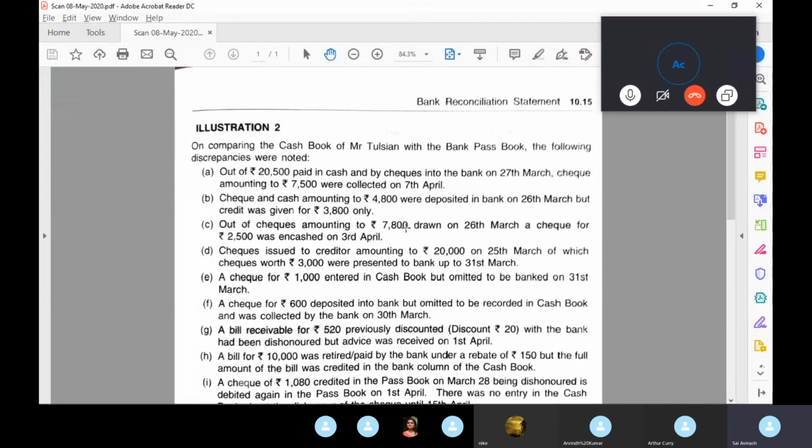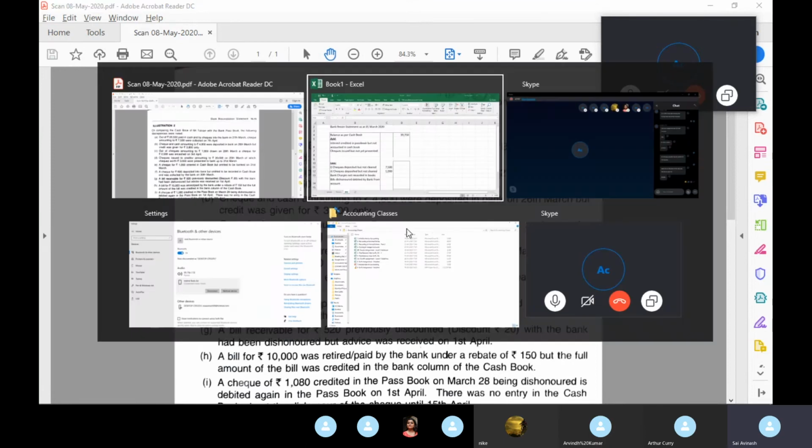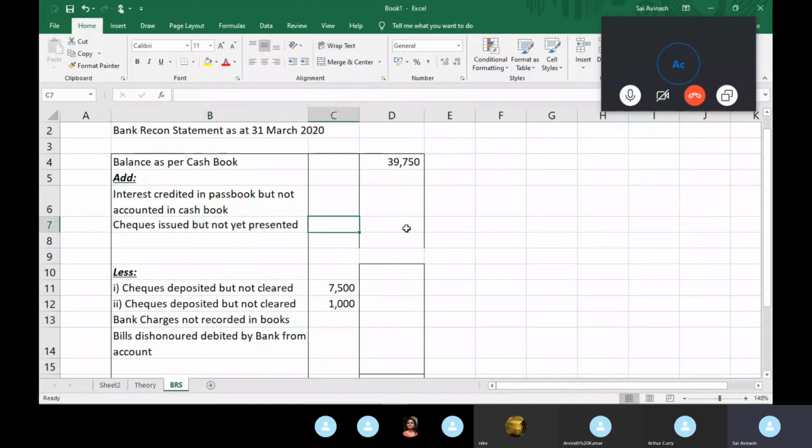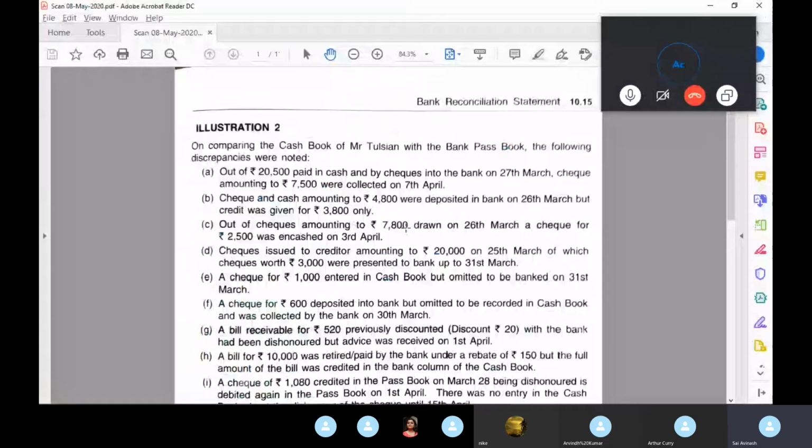So if my cash book value is lower, to show the proper change, I have to increase my cash book value to match with my passbook. So that's 2,500 I have to increase, right? Checks issued but not presented. So that's 2,500, right? That's number C.